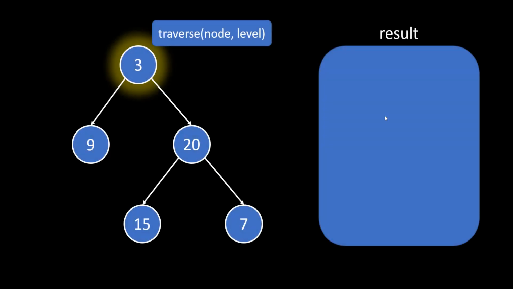Let's take the same tree. This is the result list, that is list of list. And over here I am taking this method which is going to traverse over my tree for the current node which is at some particular level. So for this one, we take this node 3 at level 0.